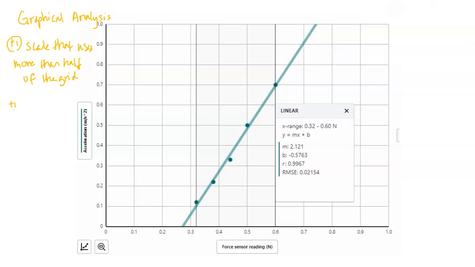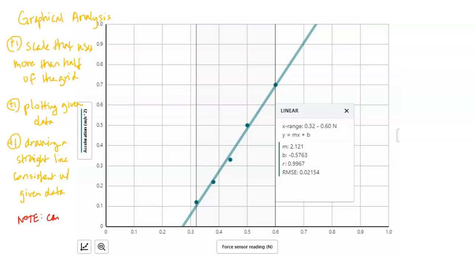All right, and then we're going to have a point for correctly plotting the given data. And again, I'm leaving off "correctly." It's just one more word to write. And then our final point will be for drawing a straight line consistent with the given data. And note that you can earn full credit if the axes are switched. So let me note that.